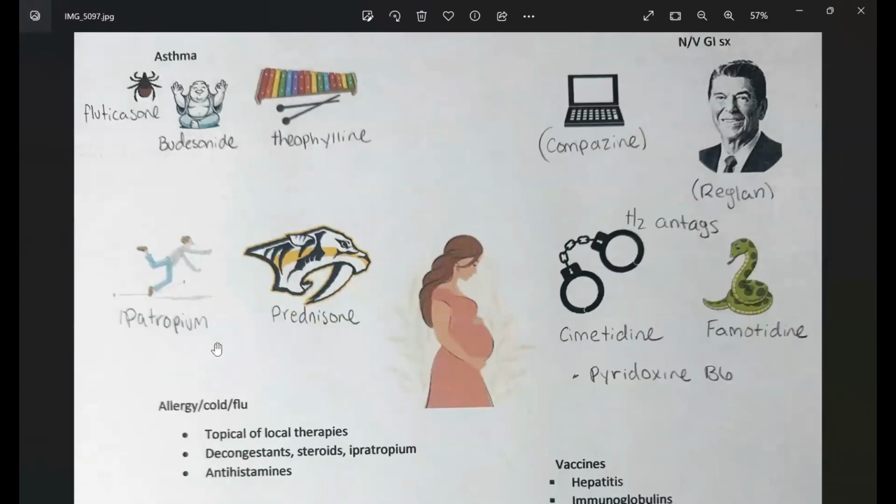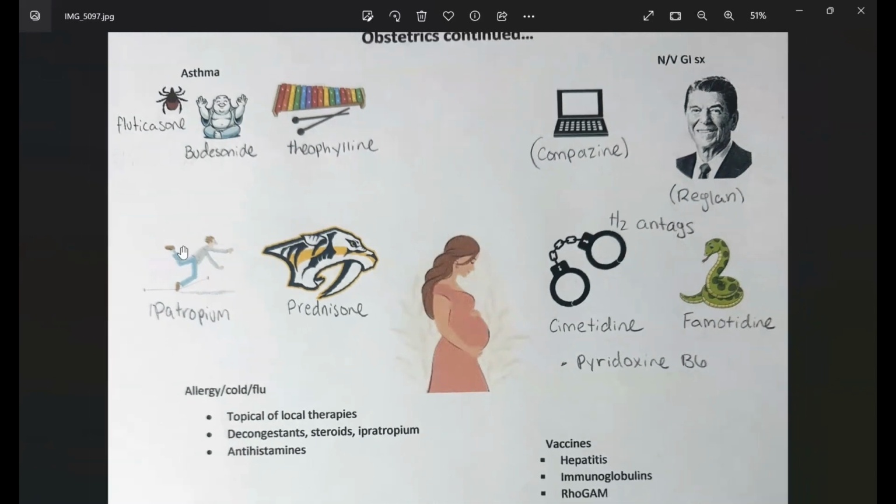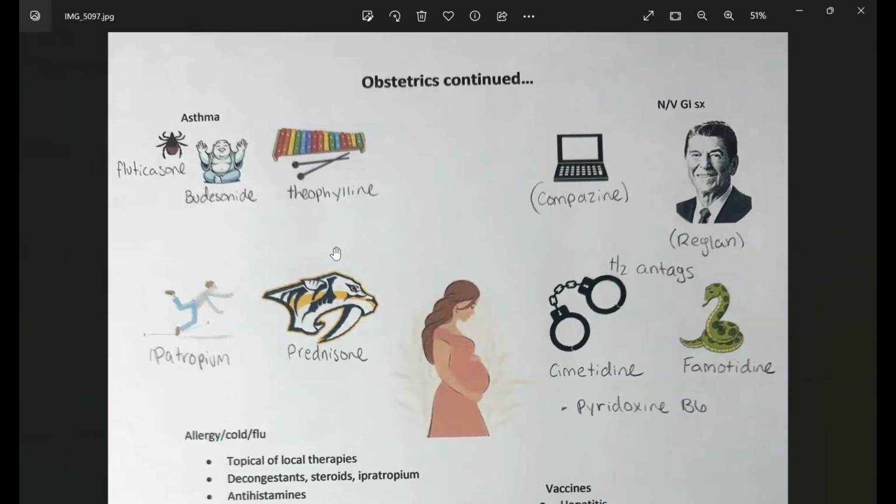You can use ipratropium, so I thought that that looked like a person tripping over a rope. I tripped over a rope, ipratropium. And then this is a predator for prednisone. Predator, prednisone. All of those can be used in asthma.